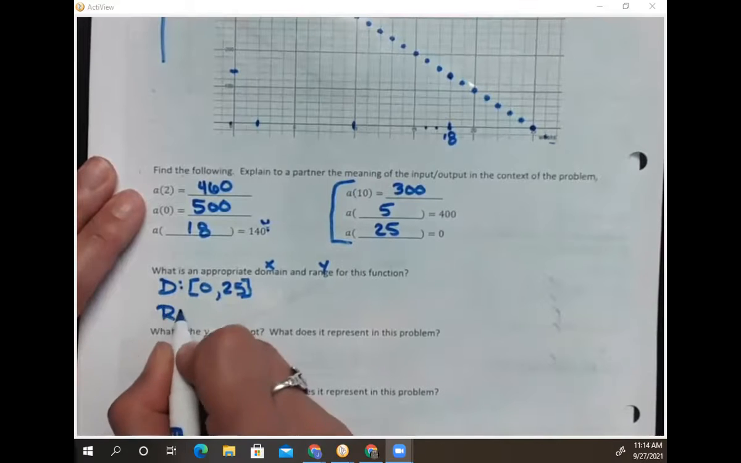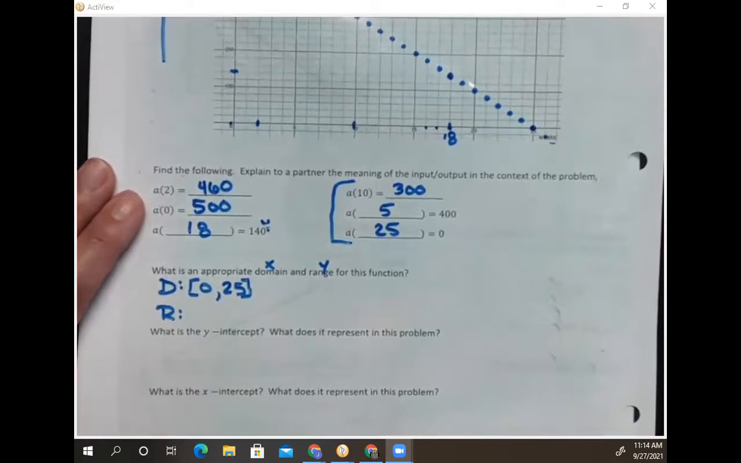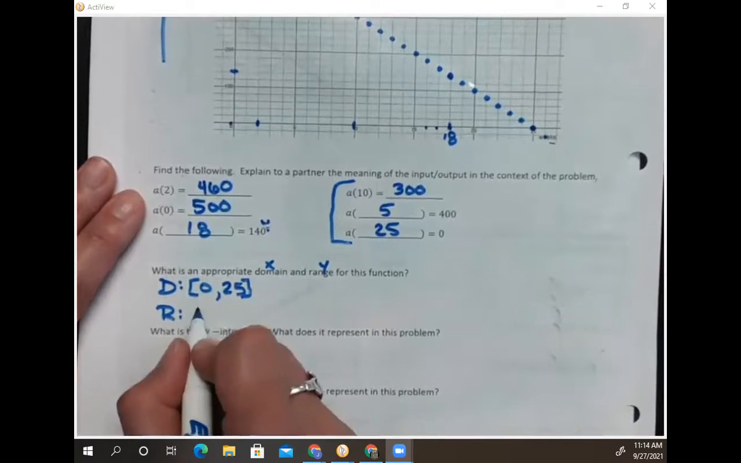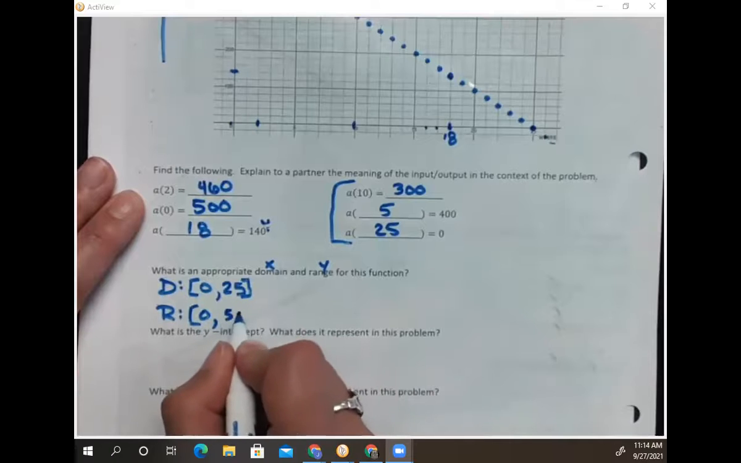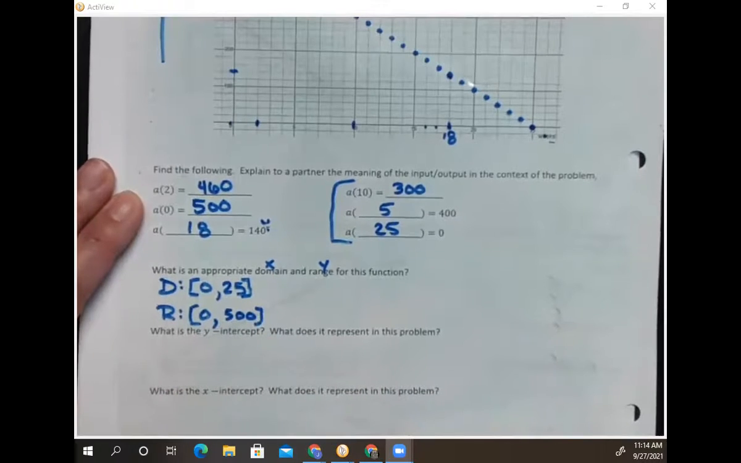And then how about our range? What's the lowest amount of money I could have? 0, yeah. That would mean my account is empty. What's the highest y value I could have? 500, that's the amount that we're starting with. Okay, so domain and range there.